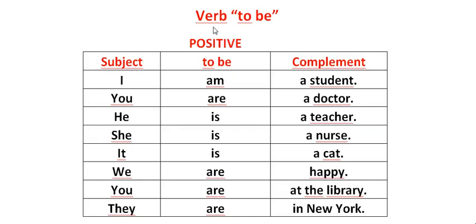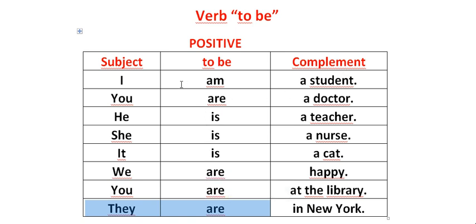Hi guys, in this lesson you're gonna learn how to use verb to be in positive, negative and question sentences. First, verb to be is not a regular verb. It's an irregular verb. That means that when we use the verb to be in the sentences, we change it to the am, is and are. So we say I am, you are, he, she, it is, and plural we are, you are, they are.